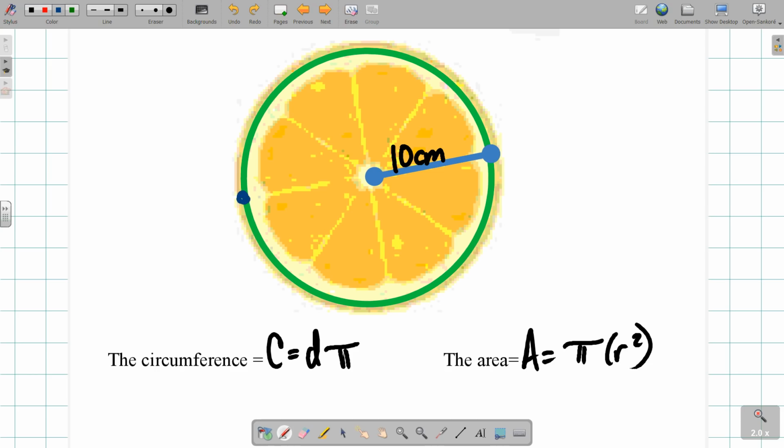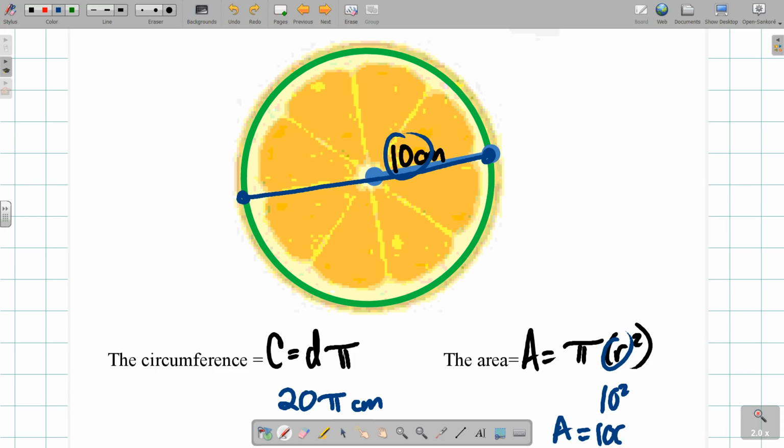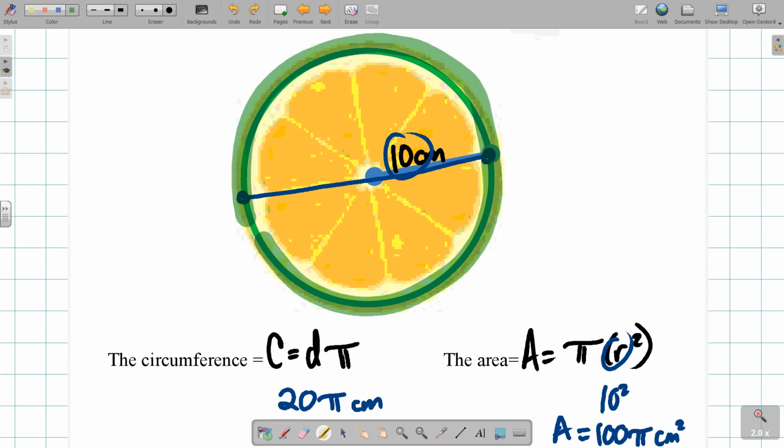Always physically trace your diameter. Do not let your eyeballs pick that up. Now, what we have found is if we were to call the circumference, it would be the length of this orange peel. Keep that in mind.